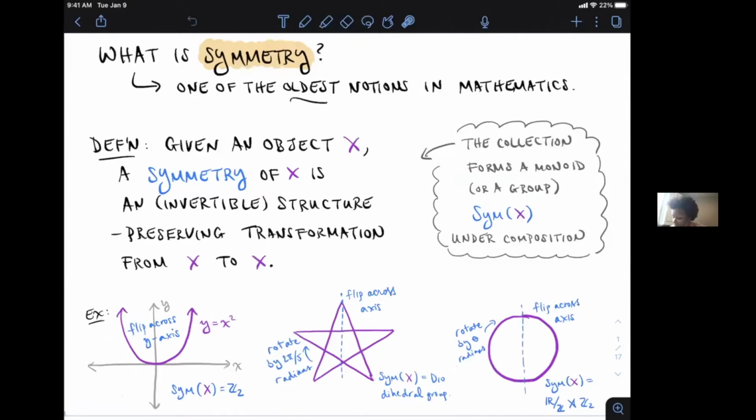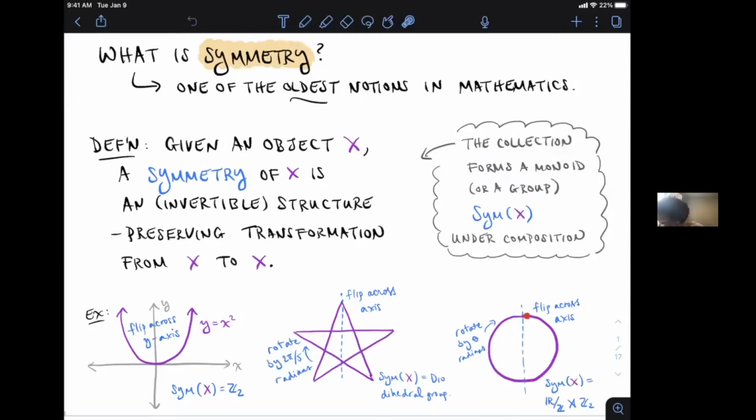So for example, if I take the object here, being a parabola, given by the equation y equals x squared, it's a nice shape, and the symmetries of it are, well, leave it alone and flip across the y-axis. Both of those symmetries are invertible and they form the group Z2. And then we have this lovely symmetric shape here, a star. Some symmetries include flipping across any axis or rotating by 2 pi over 5 radians. And those collections of symmetries form a nice dihedral group of order 10.